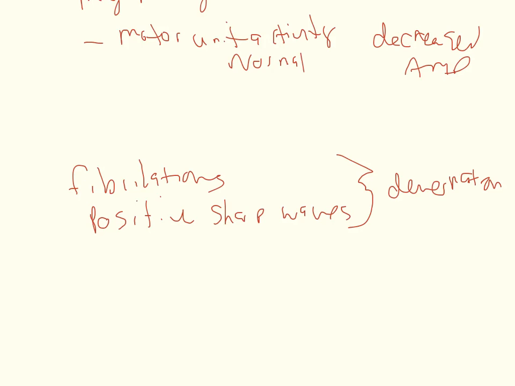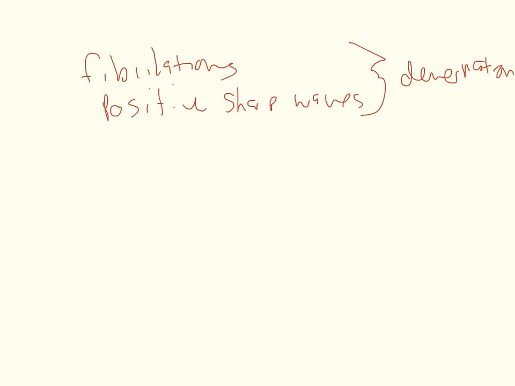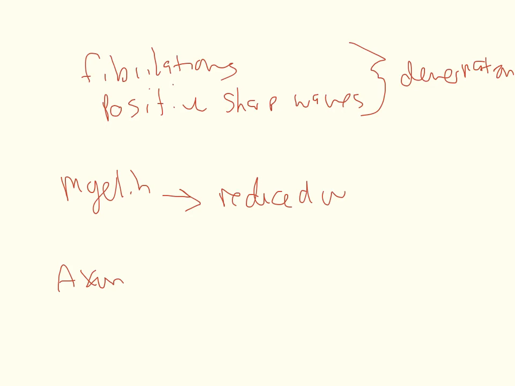Now with the nerve conduction study, the two things you're going to look for is if you have a myelin disorder or if you have an axon disorder. With myelin, you're going to have reduced velocity. Myelin increases velocity, so if you have less myelin, reduced velocity, but normal amplitude. And with an axon disorder, you're going to have normal velocity and a reduced amplitude.